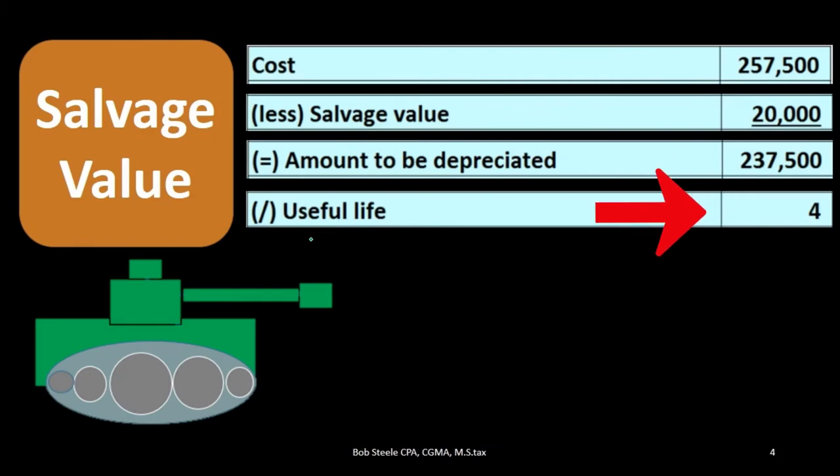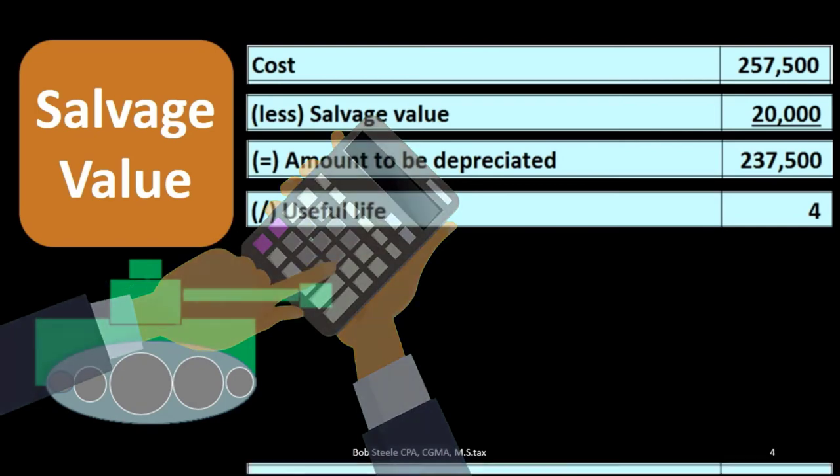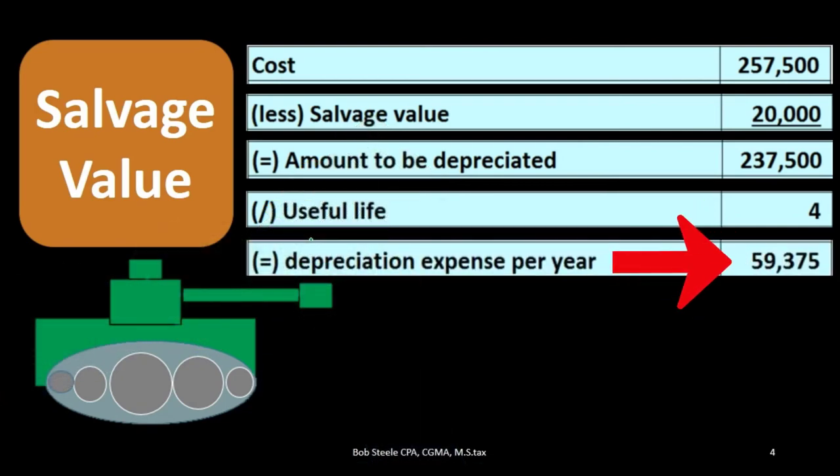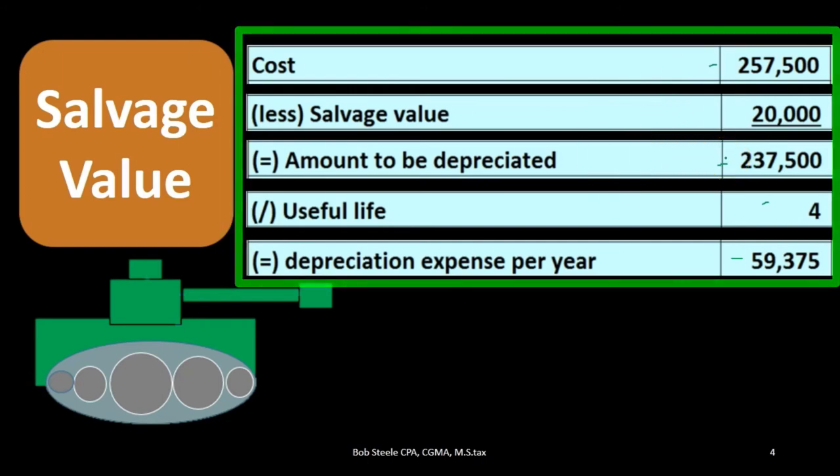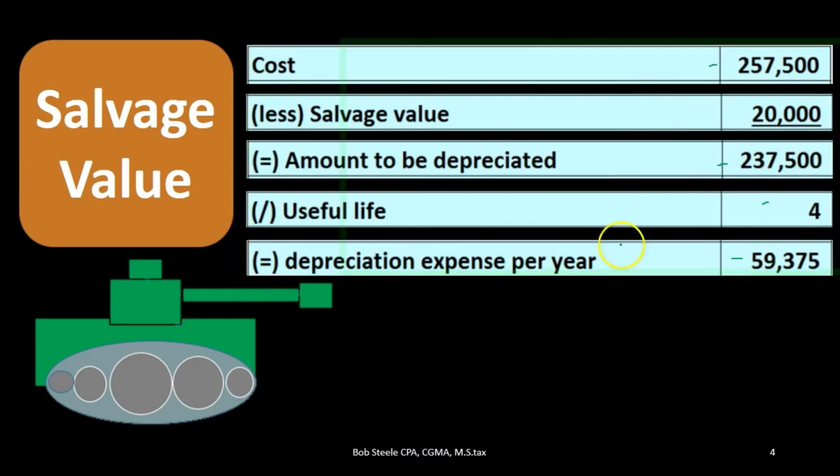If we say that there's a useful life of 4 years, for example, we can take the amount to be depreciated divided by four. That would give us the straight line depreciation. Idea being that over the useful life, we're going to use it for 4 years, and we're going to depreciate an even amount over that 4 years, giving us a total depreciation at the end of 4 years, accumulated depreciation of this $237,500, which will leave a book value of the cost minus this $237,500 of the salvage value, the amount we believe that the equipment will be worth at the end of the useful life.